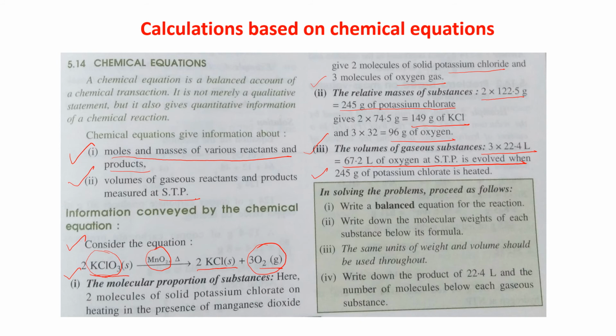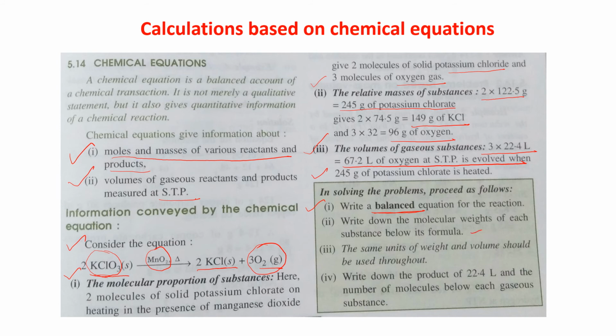In solving the problem, proceed as follows. First, write the balanced equation for the reaction. Now this is very important. Without balancing the equation, if you do the numericals, your numericals will be wrong. You will not get the exact mass. Then write down the molecular weight of each substance below its formula.